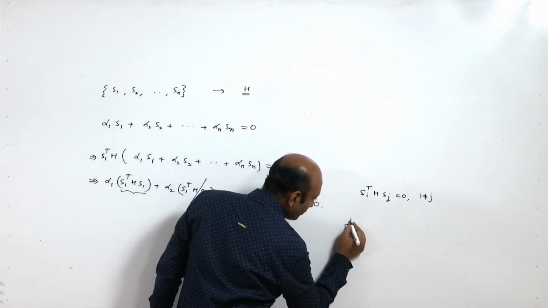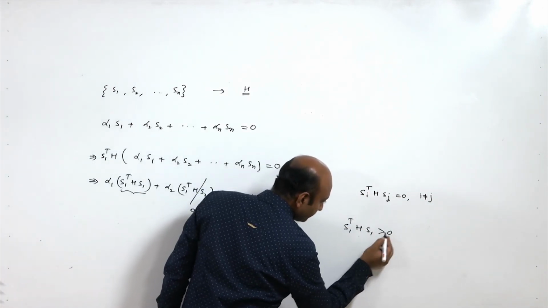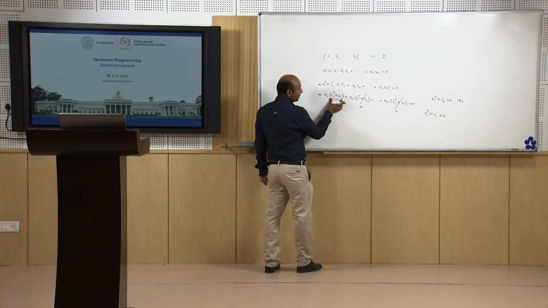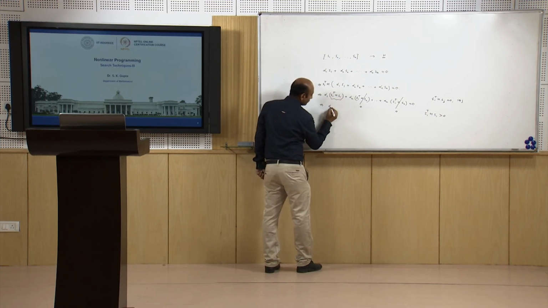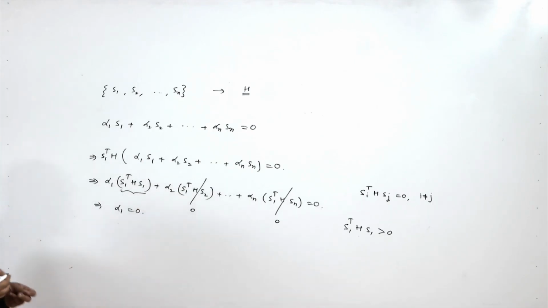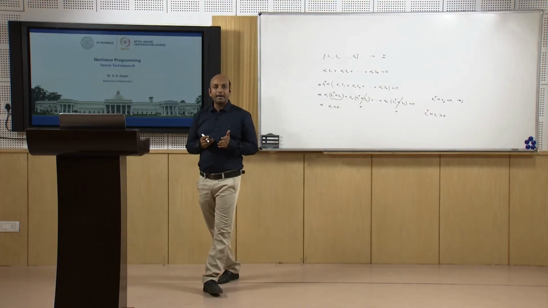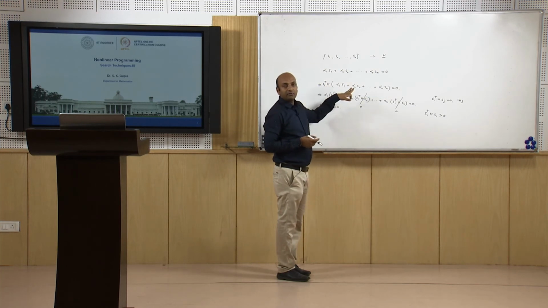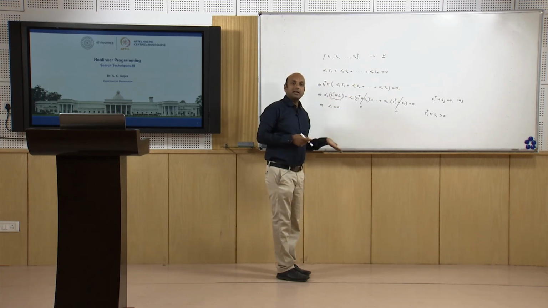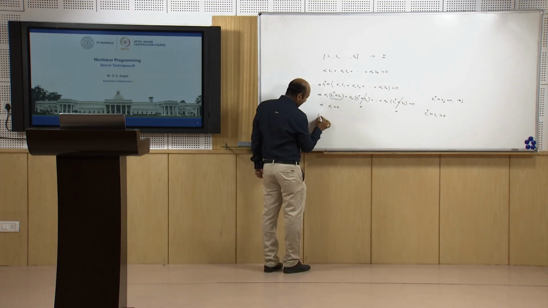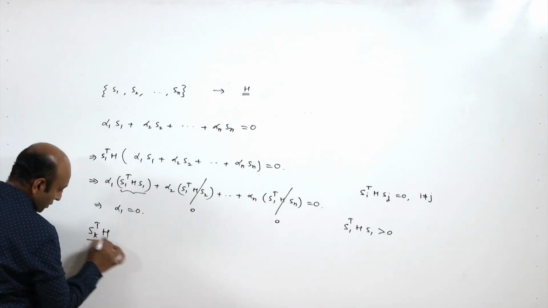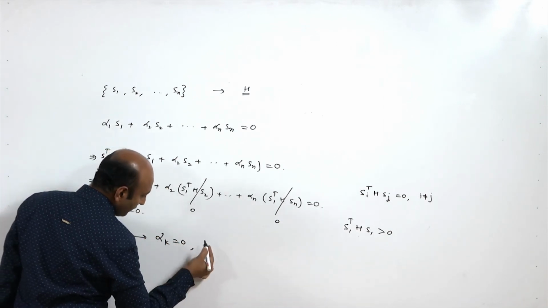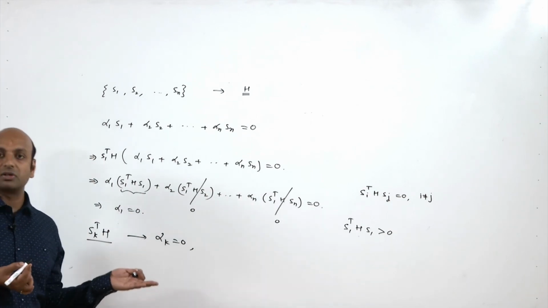So, S1 transpose HS1 will be strictly greater than 0. Okay. So, it is a non-zero value. So, this implies alpha 1 equal to 0. Similarly, if you multiply both sides by S2 transpose H, then it will give alpha 2 equal to 0, and similarly if you multiply both sides by Sk transpose H, this implies alpha k equal to 0, where k may be 1, 2, 3 up to n.